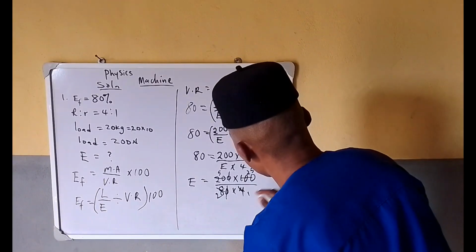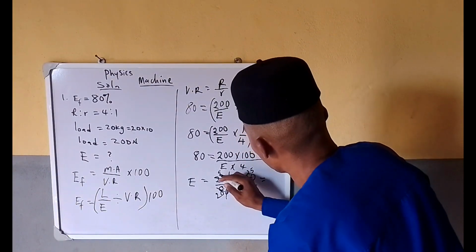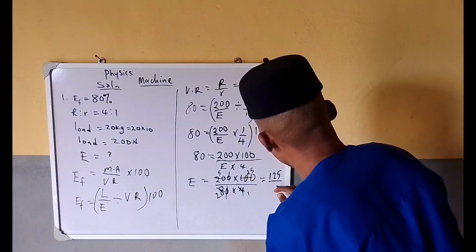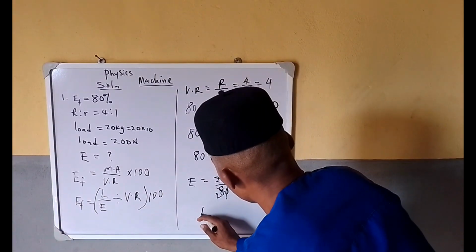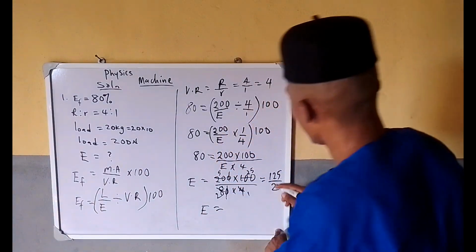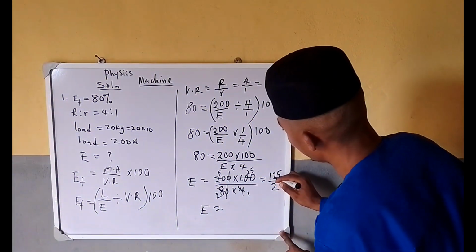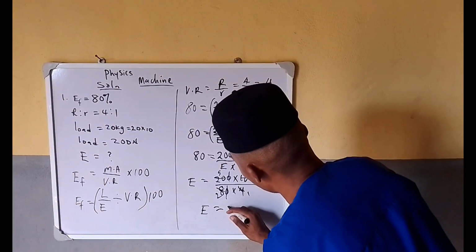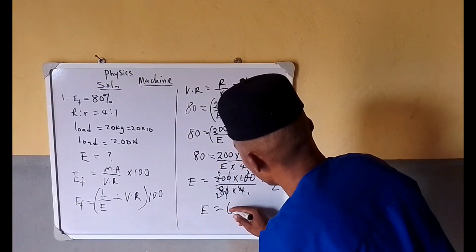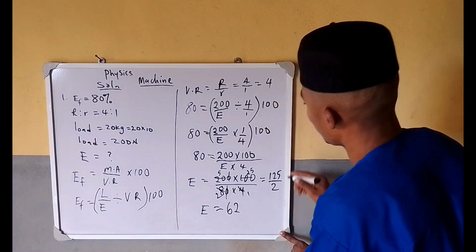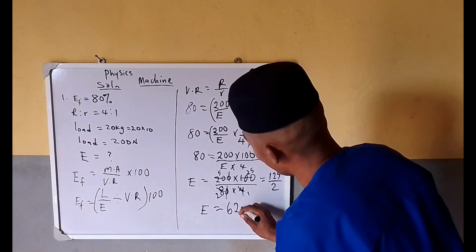Then we are left with 5 times 25, which gives you 125 over 2. So our effort is equal to, you divide 125 by 2. 2 divide 12 will give you 6. Then 2 divide 5 will give you 2, remainder 1 over 2. And 1 over 2 is equal to 0.5.